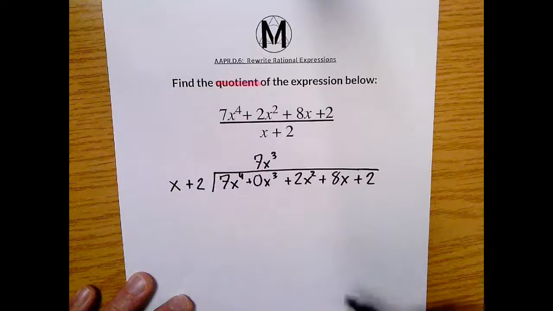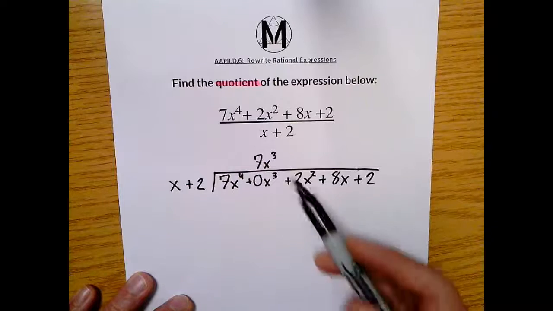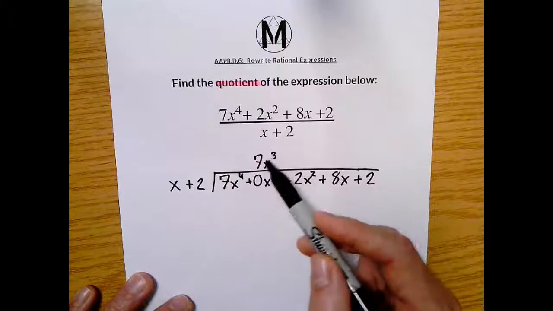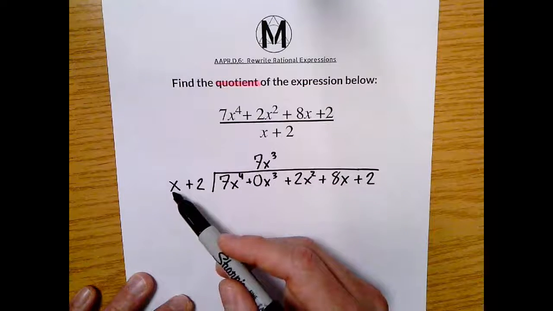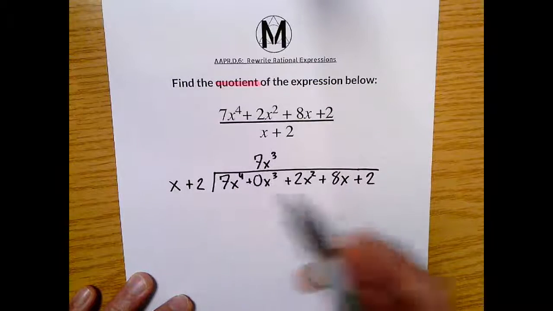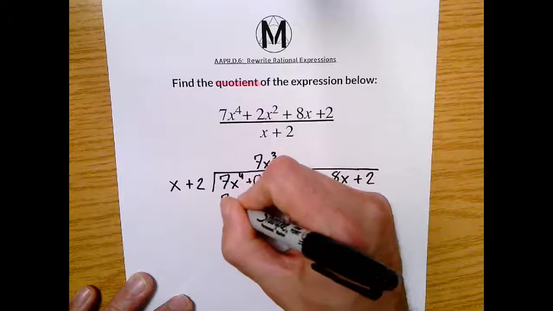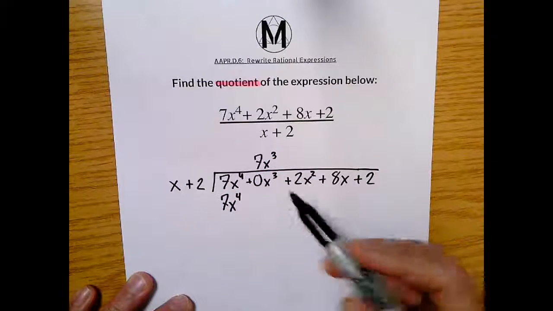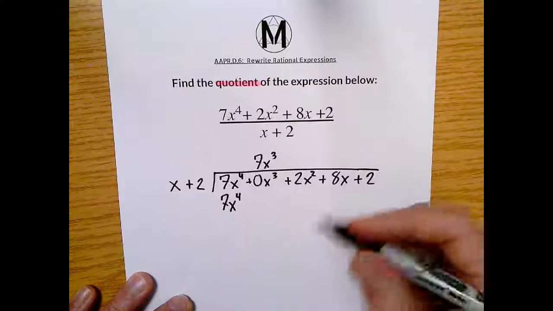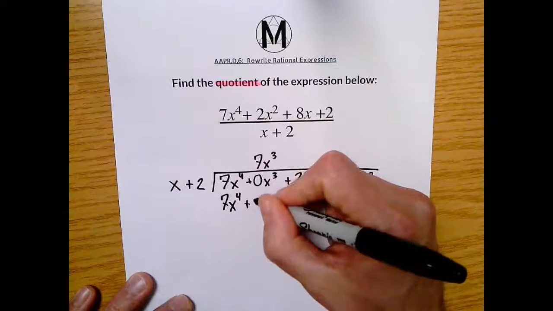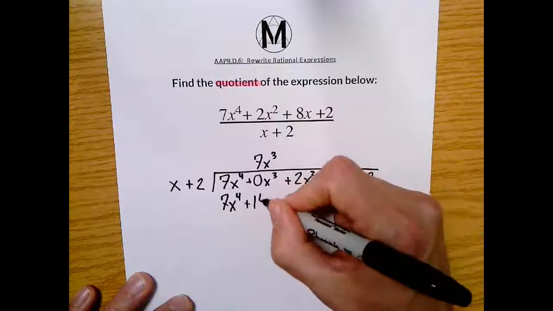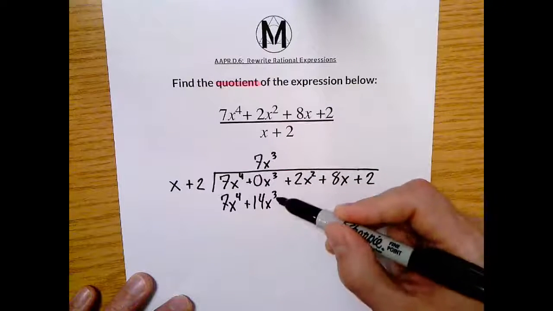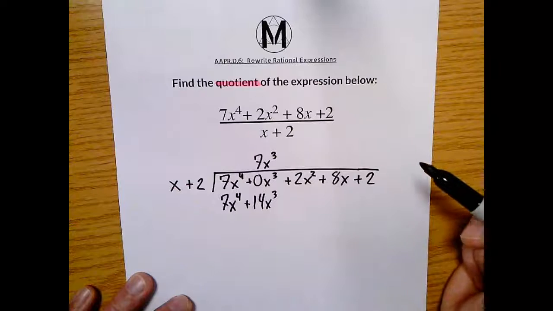I can move now to step 2. Step 2 is we multiply down or distribute down. So I say, what is 7x to the third power times x? Well, 7x to the third power times x is 7x to the fourth power. And then I keep going. 7x to the third power times 2 is 14x to the third power. And you see here, my degrees are lined up, and I'm doing a good job.